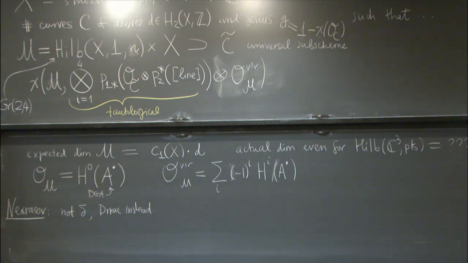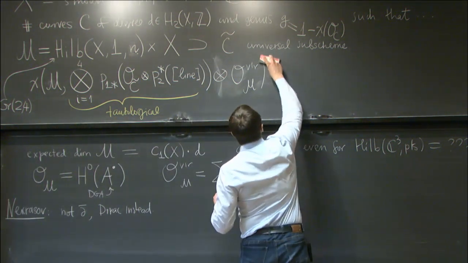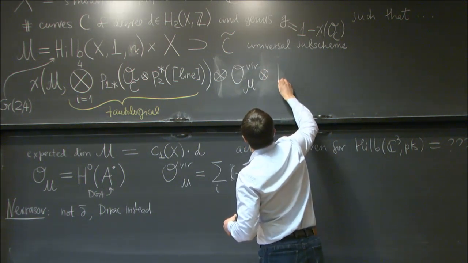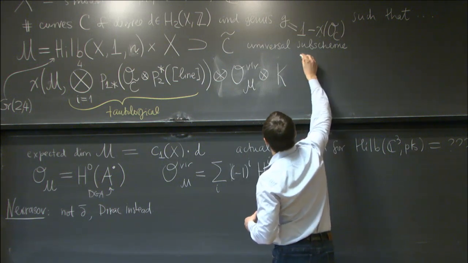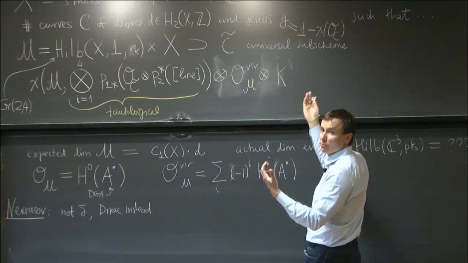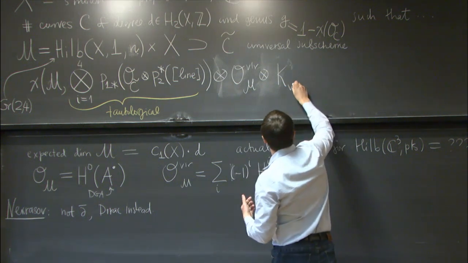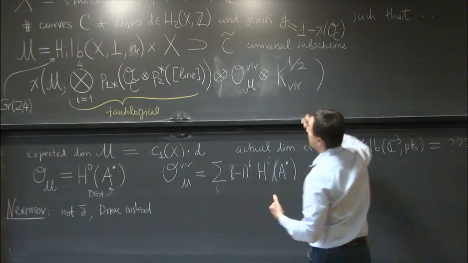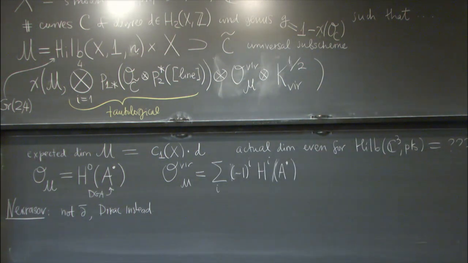Which means, in this context, what you would like to do is tensor it further with the square root. So in the same way as you have a virtual tangent bundle, you have a virtual canonical, and you'd like to put the square root of the virtual canonical. So that would be a good definition.